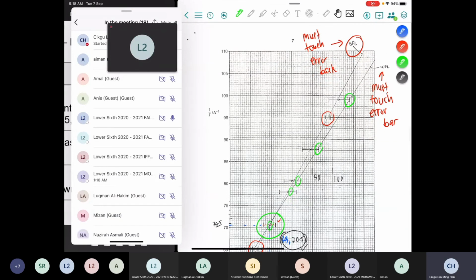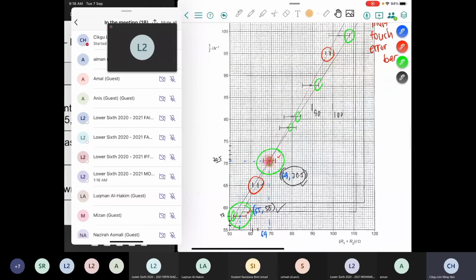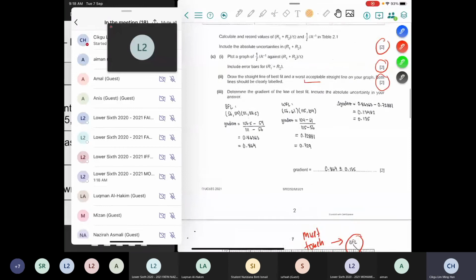So remember, on Thursday, when you draw the worst fit line, make sure that it passes through all the error bars. If you find that one of the error bars is out of place, like the other day with Faizal's, then you know something is wrong with your point. So you better check back. Normally under paper 5, all these error bars will be nicely plotted. So you shouldn't have one point which is out of the league. So make sure you double check.